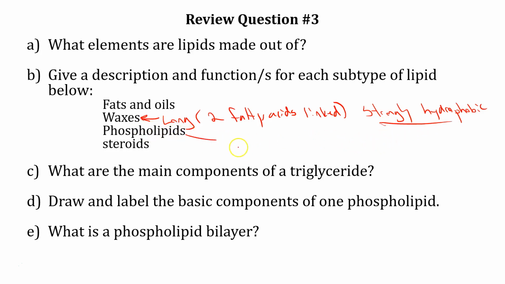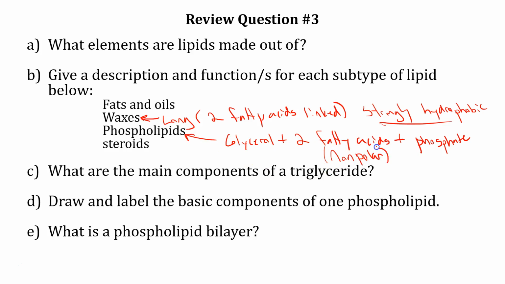Phospholipids, it's basically a glycerol molecule which is bound to 2 fatty acids, and then it's also bound to a phosphate group. And that means that they're going to have some nonpolar parts to them due to the fatty acids, and then they're also going to have a polar component to them due to the phosphate. And these are the things which make up the cell membrane. That's why these are really important.